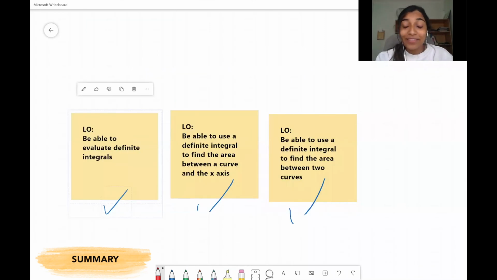So that's everything. Thank you so much, everyone. Hopefully you found that useful, and you can now evaluate definite integrals, and you can use them to find the area between a curve and the x-axis for both normal curves and also parametric curves, and also you can use definite integrals to find the area between two curves. So make sure you do some practice questions just to make sure you understand everything that we've covered.